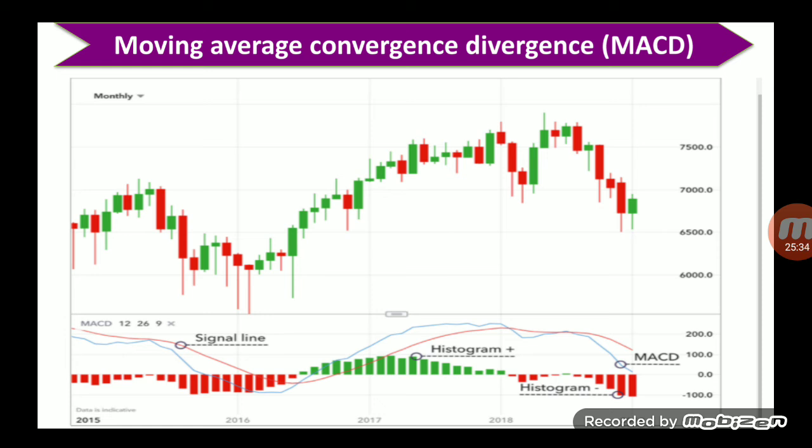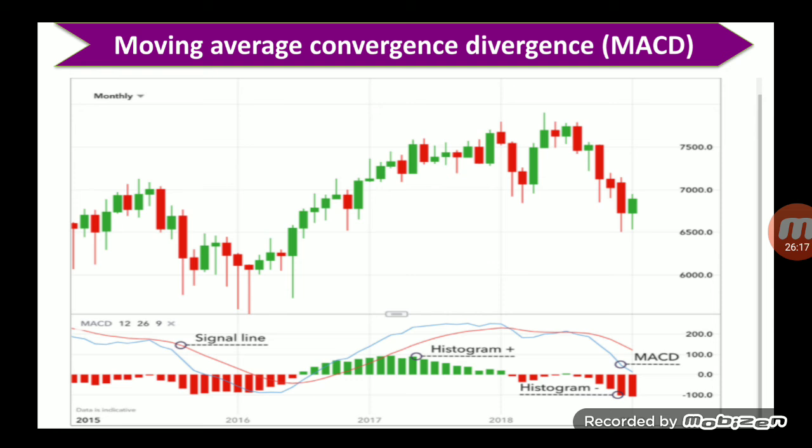It is called the blue line, and it is also called the fast line because it decreases faster and increases faster than the signal line. So what is the signal line? The signal line is the red color line, and it is the 9 days moving average, or 9 periods, 9 hours moving average, and it is the slow line.